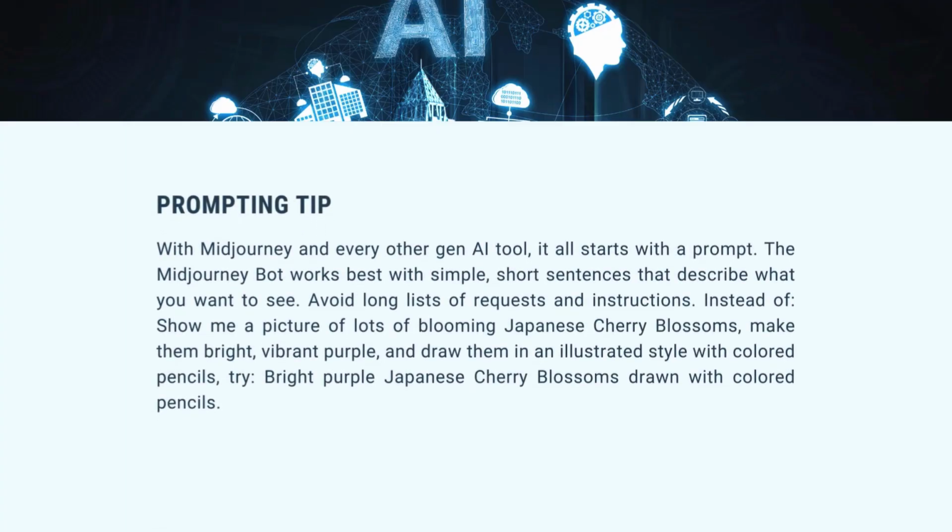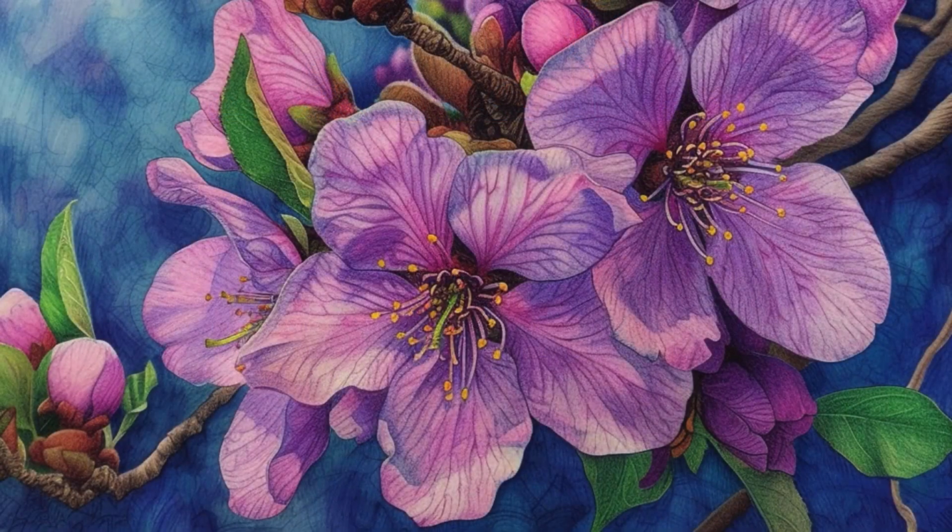Prompting tip. With Midjourney and every other Gen AI tool, it all starts with a prompt. The Midjourney bot works best with simple, short sentences that describe what you want to see. Avoid long lists of requests and instructions. Instead of, show me a picture of lots of blooming Japanese cherry blossoms, make them bright, vibrant purple, and draw them in an illustrated style with colored pencils. Try bright purple Japanese cherry blossoms drawn with colored pencils.